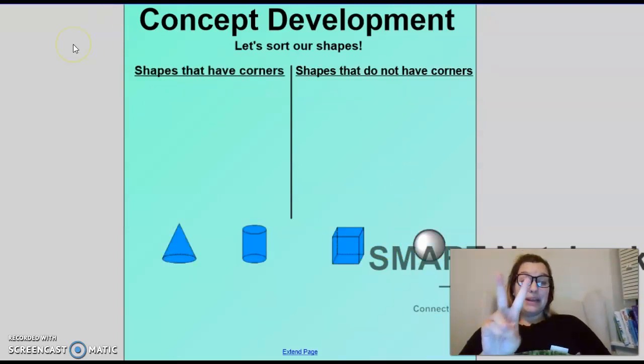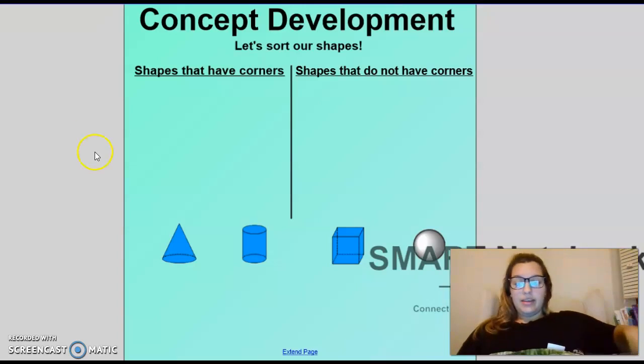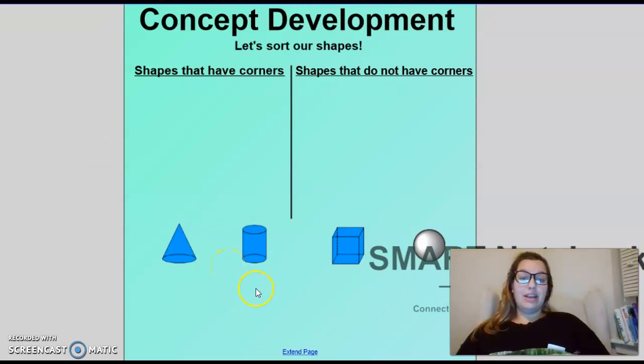Okay, and the second way we're going to classify shapes today is if they have corners or no corners, just like when we did the points. Okay? I want you to pause me and I want you to look and figure out which shapes you think have corners and which shapes you do not. When you're all ready, come on back.